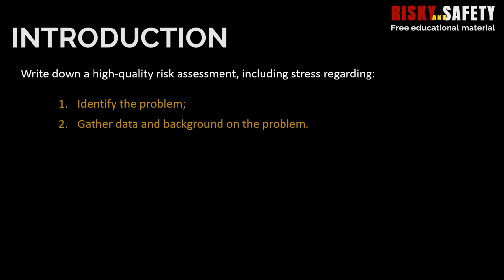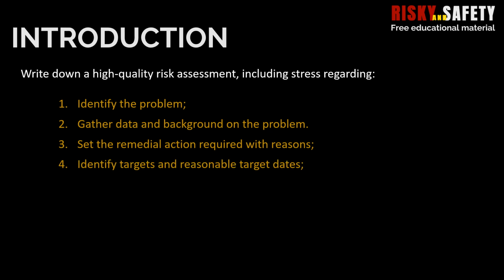Possible solutions start with all the features of the positive health and safety culture we discussed before, then write down a high-quality risk assessment, including identifying the problem, gathering data and background on the problem, setting the remedial action required with reasons, identifying targets and reasonable target dates and reviewing with employees to check that the action is working.